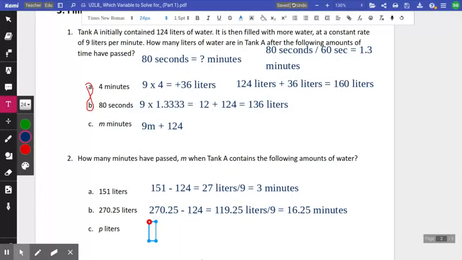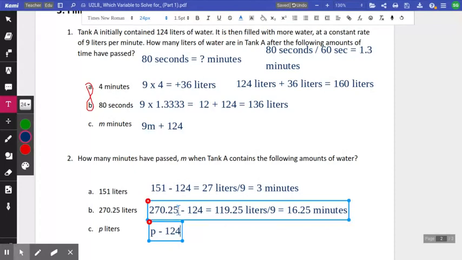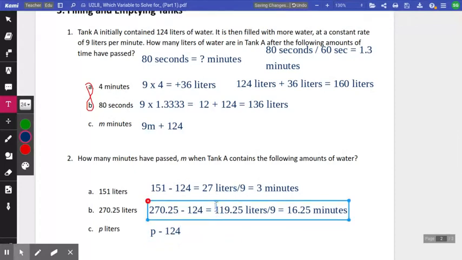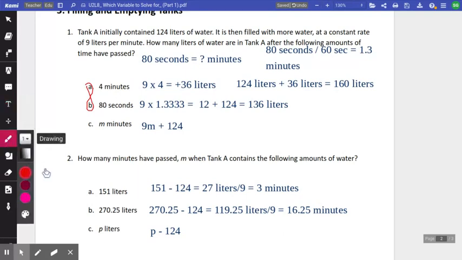So we could say, well, each time I'm starting with the liters of water. So I'm starting with P. That's not the letter P. I'm starting with P. And then each time I'm subtracting out that starting amount. I'm starting with P and I'm subtracting out the 124 liters. Once we get that answer, I divide it by 9. So once I figured out what this equals, whatever that value is, I am dividing it by 9.